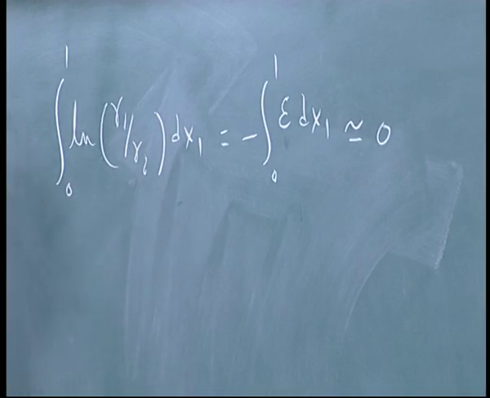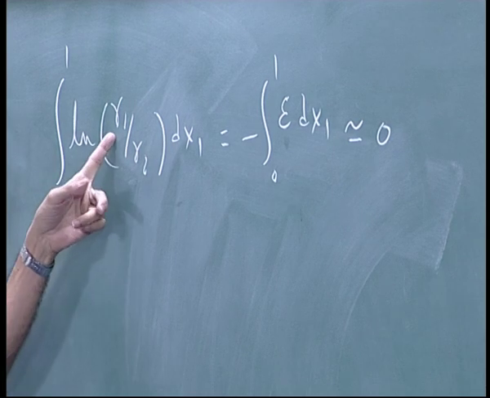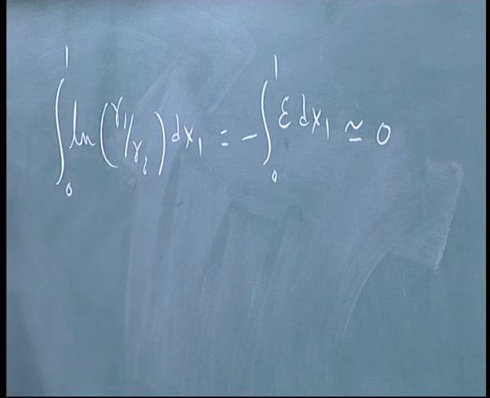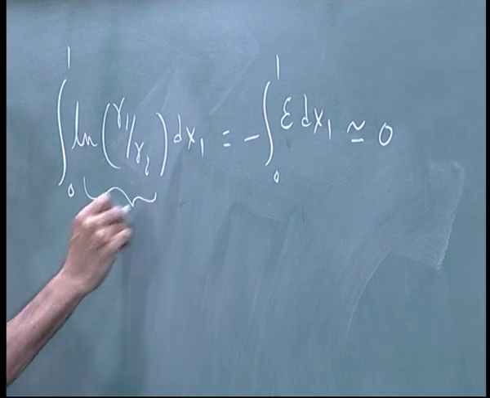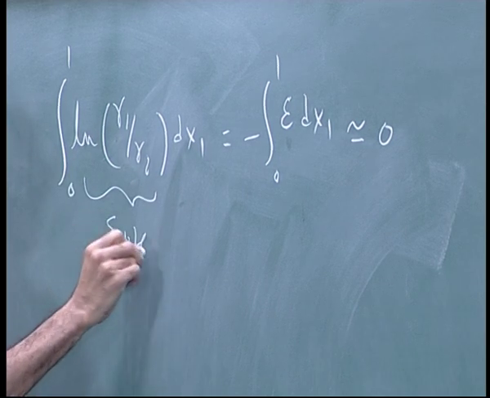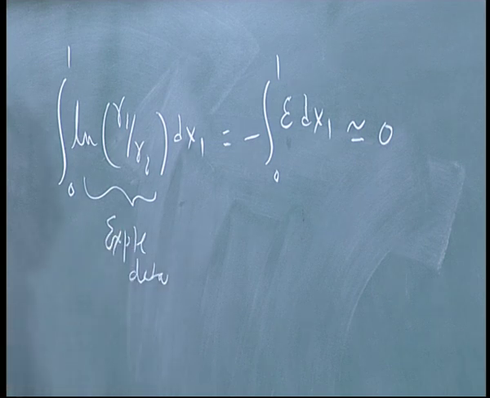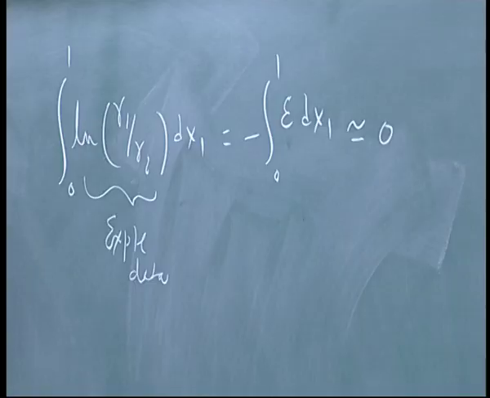If you have experimental data on gamma 1, for example, you can calculate gamma 1 from experimental measurements on pressure, composition of the gas phase and composition of the liquid phase. So this comes from experimental data. If you have experimental data on gamma 1, gamma 2, you can plot log gamma 1 by gamma 2 versus x1, the area under the curve should be approximately 0.